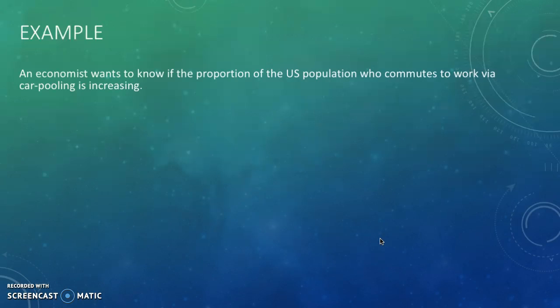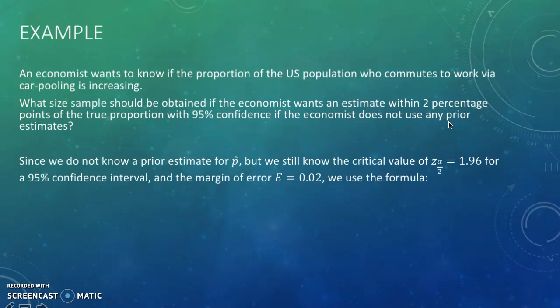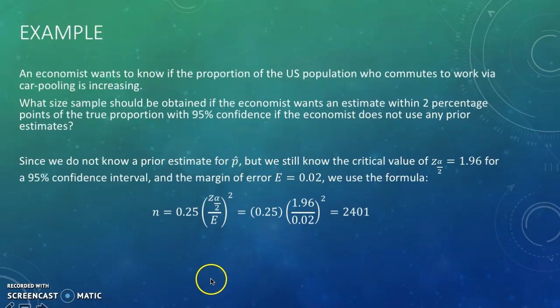If they want to know if the proportion of the U.S. population who commutes is increasing and they do not use any prior estimates. So this whole setup right here is exactly the same as the previous slide. It's just saying here that they do not use any prior estimates. Since we are not using any prior estimates, we don't know p-hat, so we have to use that formula that has the 0.25 in front.